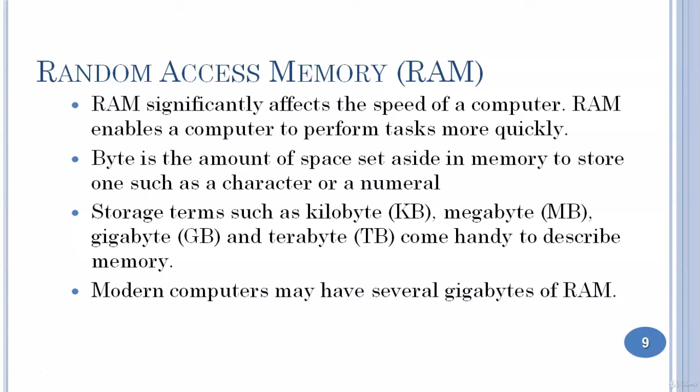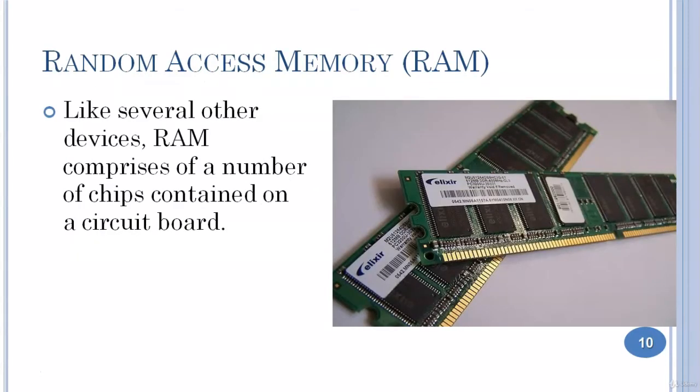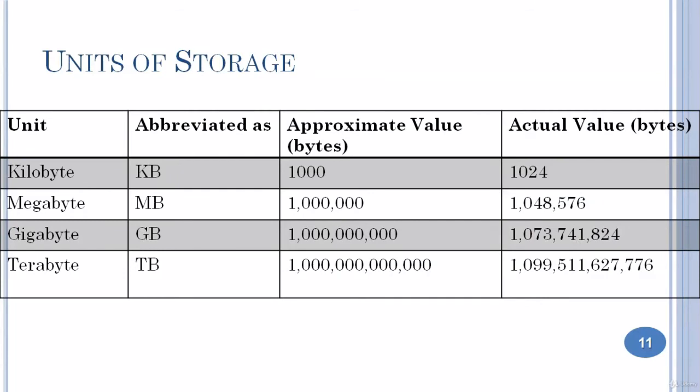Storage terms such as kilobyte, megabyte, gigabyte, and terabyte come in handy to describe memory. Modern computers may have several gigabytes of RAM. Now, like many other computer devices, RAM consists of a number of chips contained on a circuit board as shown in this figure on the right. Now let's discuss the different units of storage.